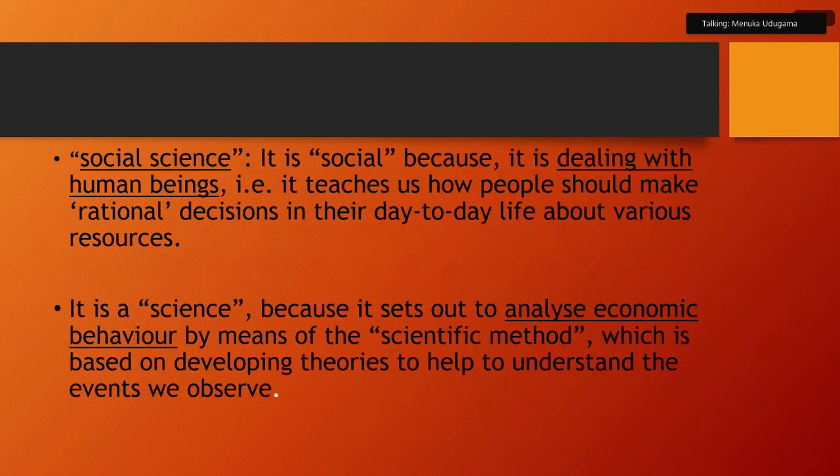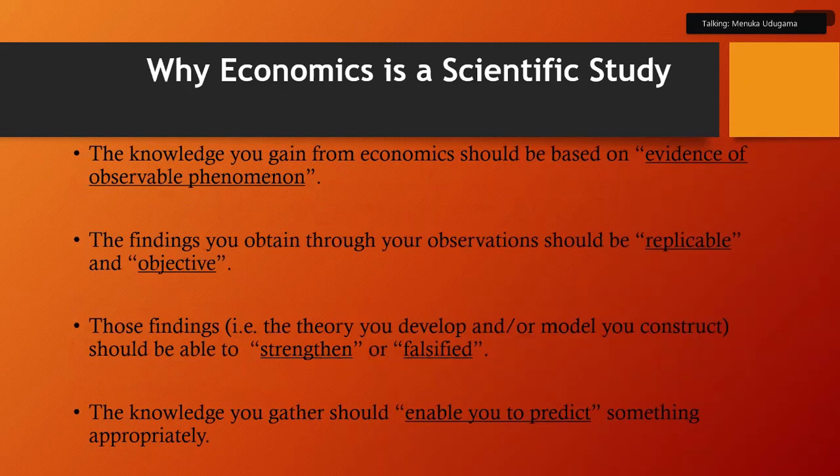It's a social science because we deal with society, how people make decisions on a daily basis. Okay? It's a science because it analyzes economic behavior using scientific methods. If you characterize a science, we learn in our A levels what characterizes a science. Why is biology a science? Why is physics a science? For example, it's based on the evidence of observable phenomena. Similarly, economics is also based on evidence of observable phenomena. We make decisions based on things that we can observe. And also it's replicable and objective.